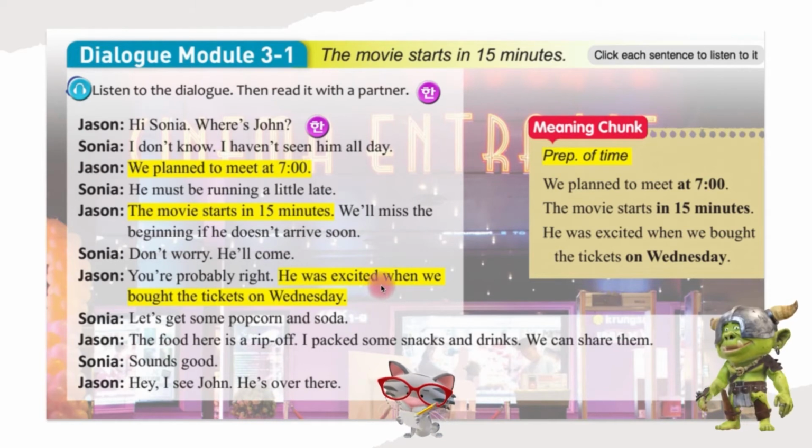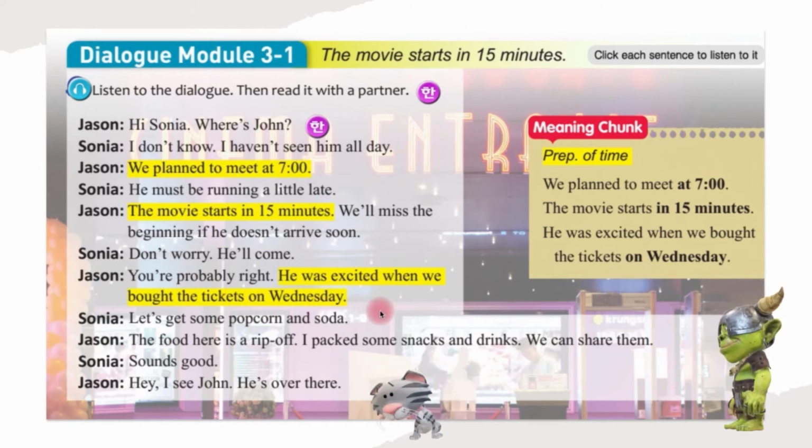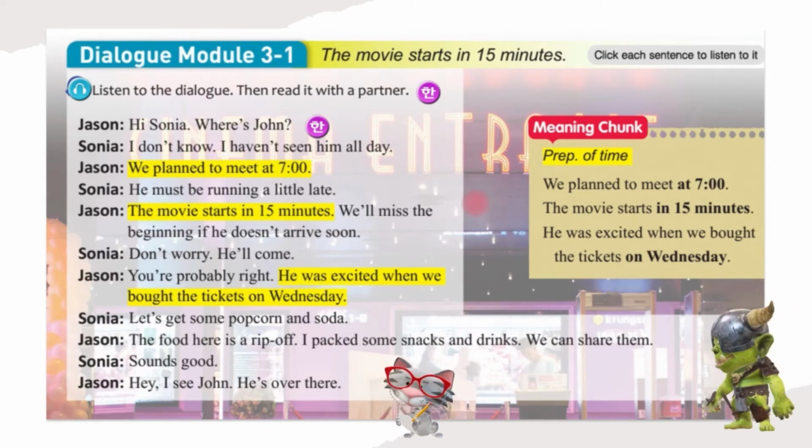He was excited when we bought the tickets on Wednesday. So that is last Wednesday. Last Wednesday, the Wednesday before now. So the prepositions are used to tell people about the time things happened. Okay, we're going to do one more reading.